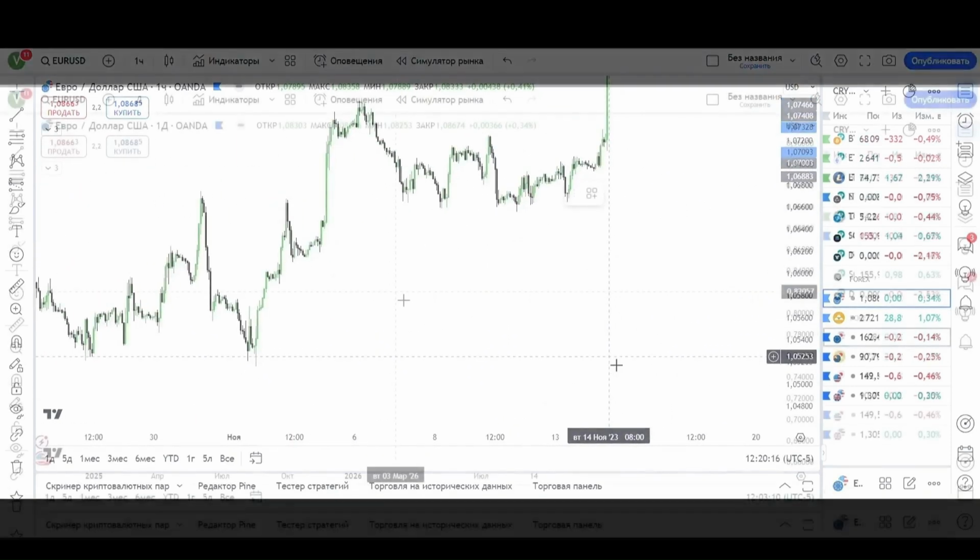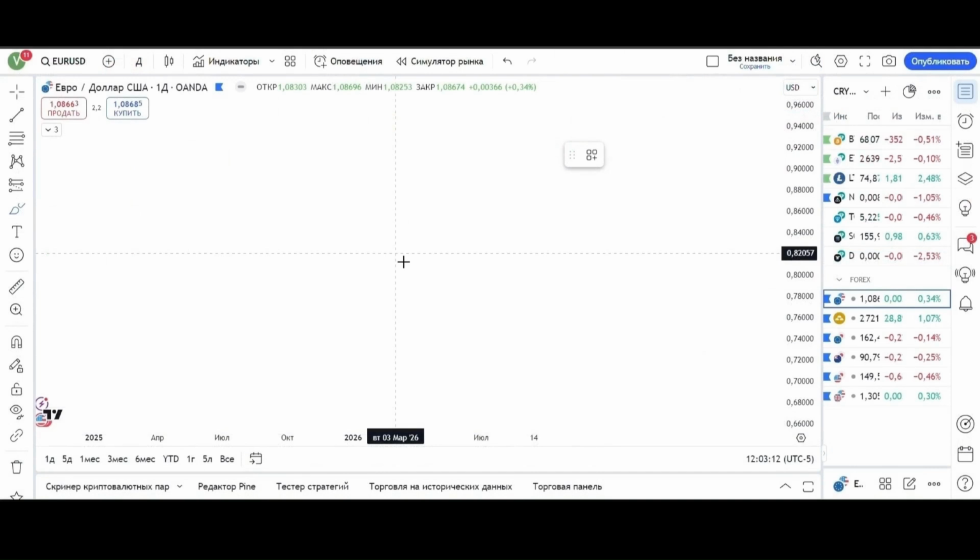Something like that. As for entry points, I personally enter in different ways, but it's best to enter on liquidity removal and structure break, and then on the test of that break, we will look for the break on lower time frames, which are 3 or 5 minutes.